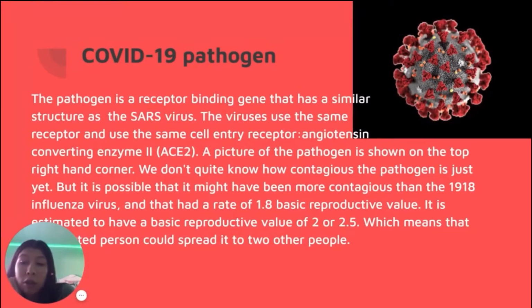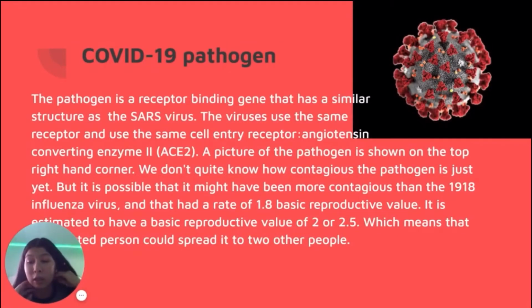The pathogen has a receptor binding gene that has a similar structure to the SARS virus one. They use the same cell entry receptor, called angiotensin converting enzyme 2, also known as ACE2. The picture up here shows how the pathogen looks.